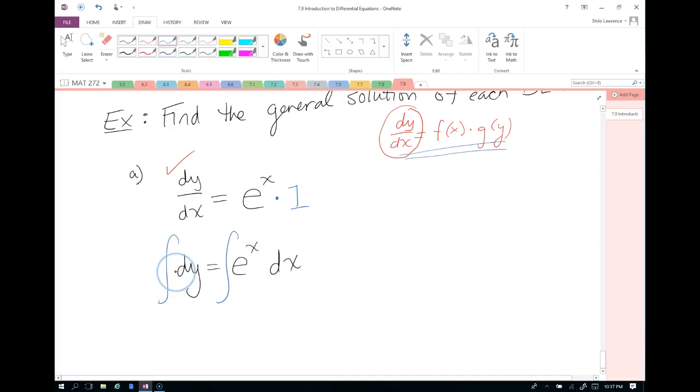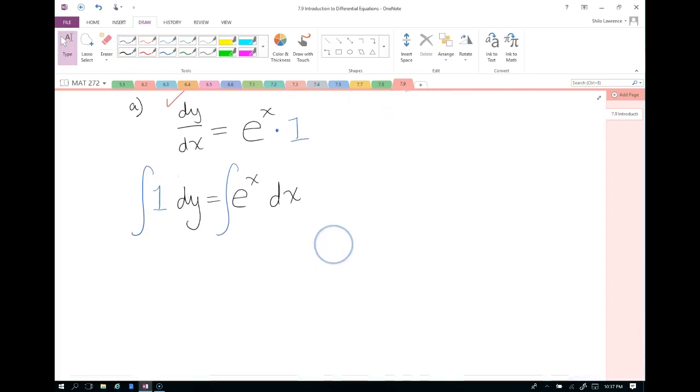Now there is nothing inside this integral here. Remember we said that g of y could equal 1. And if you don't see anything inside your integral, we could always put a 1 in there. So we could think of this as the integral of 1 dy. So now we just integrate. The antiderivative of 1 with respect to y is y. The antiderivative of e to the x with respect to x is e to the x. And remember, we put our arbitrary constant on the x side.